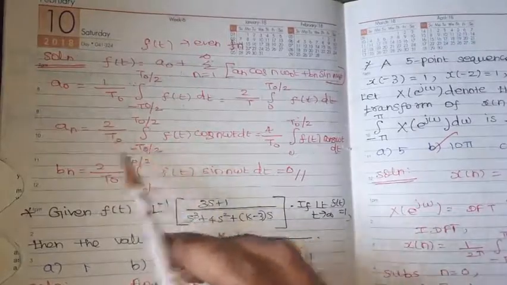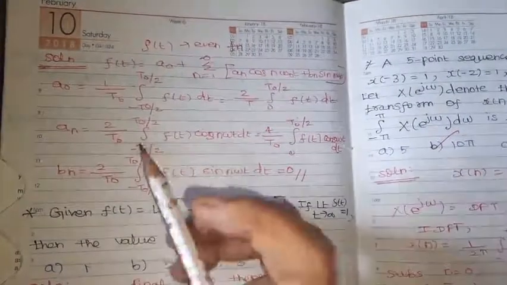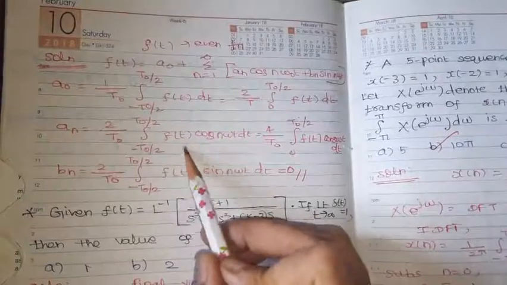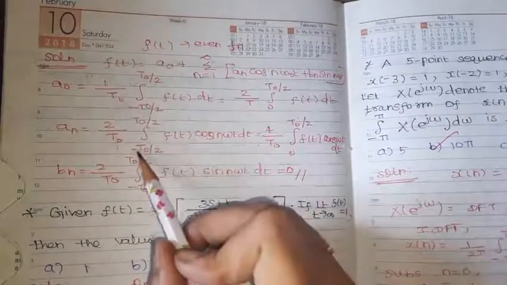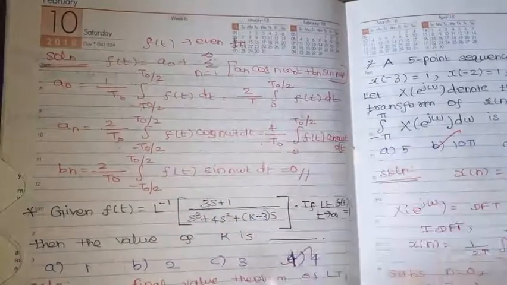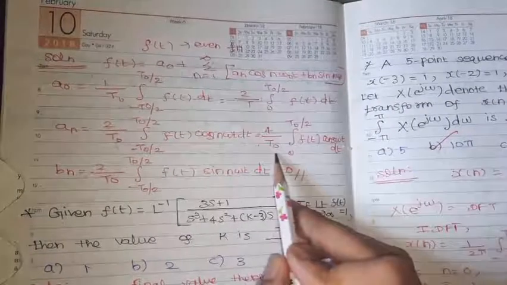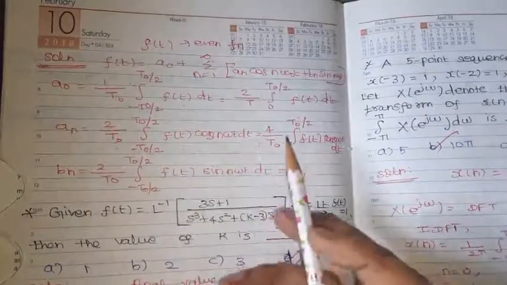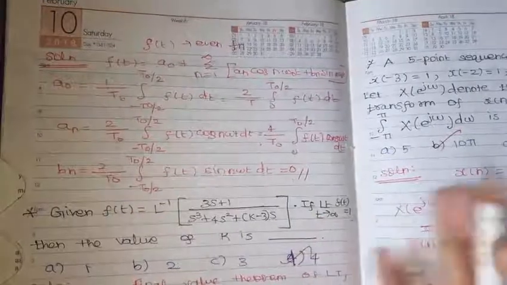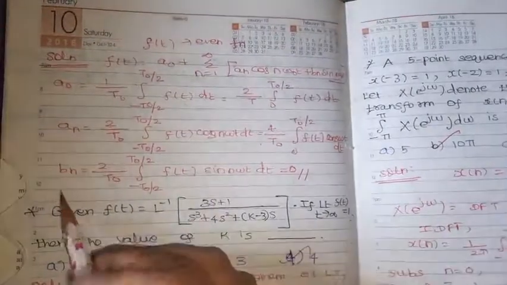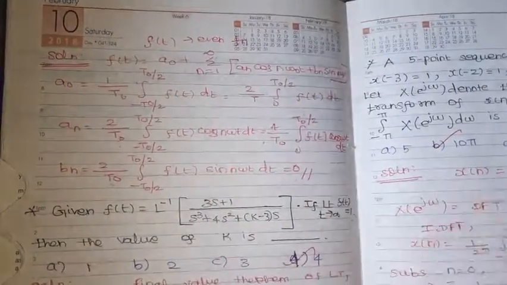This is the general function for trigonometric Fourier series. Then a n is 2 by t naught integral f of t cos n omega t dt. If it varies from minus t naught by 2 to plus t naught by 2, it can be written as 2 into integral 0 to t naught by 2, that is nothing but 4 by t naught. So for even function, sorry, very sorry, for even function we will not have sine terms. So b n will be 0.